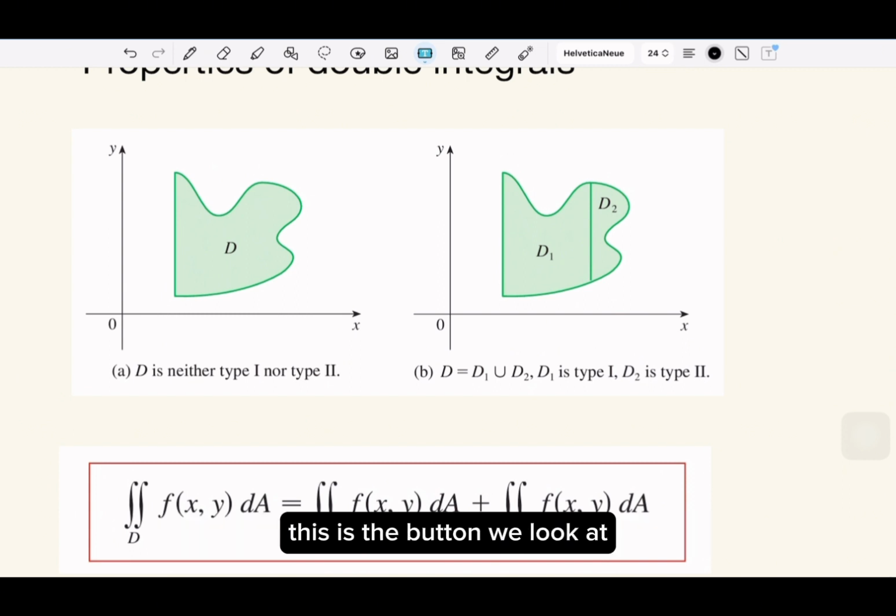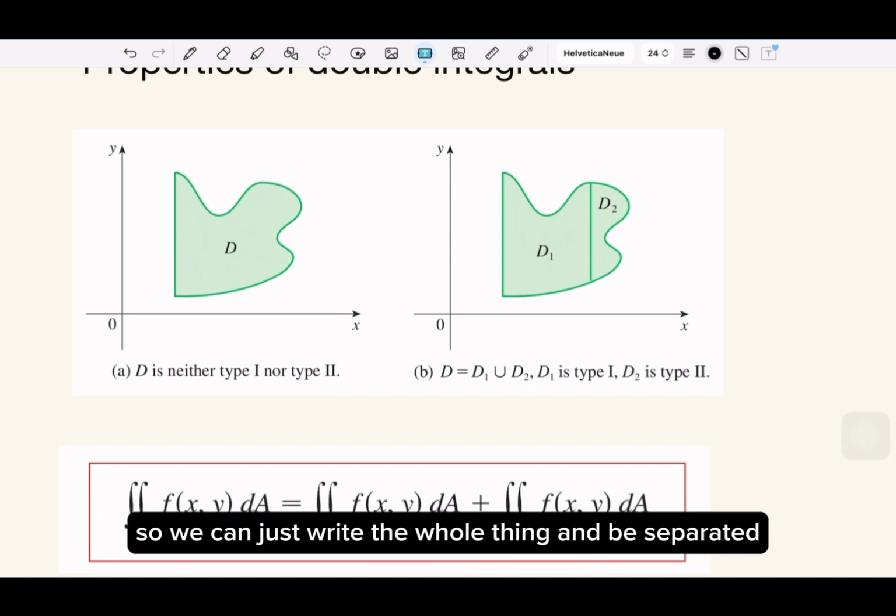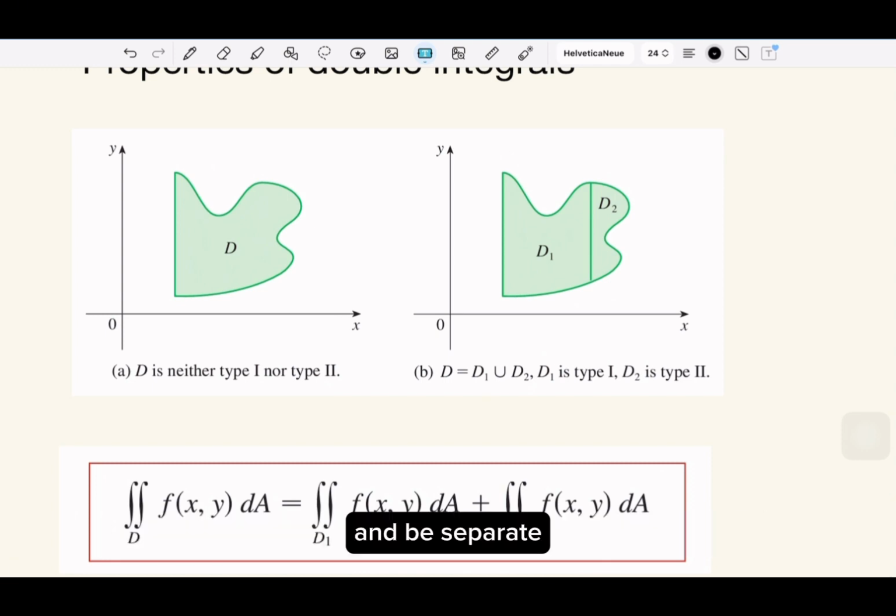So this one is dy dx, this one is dx dy, and it's still okay. We can still write it in terms of this. So the whole thing can be separated. Okay?